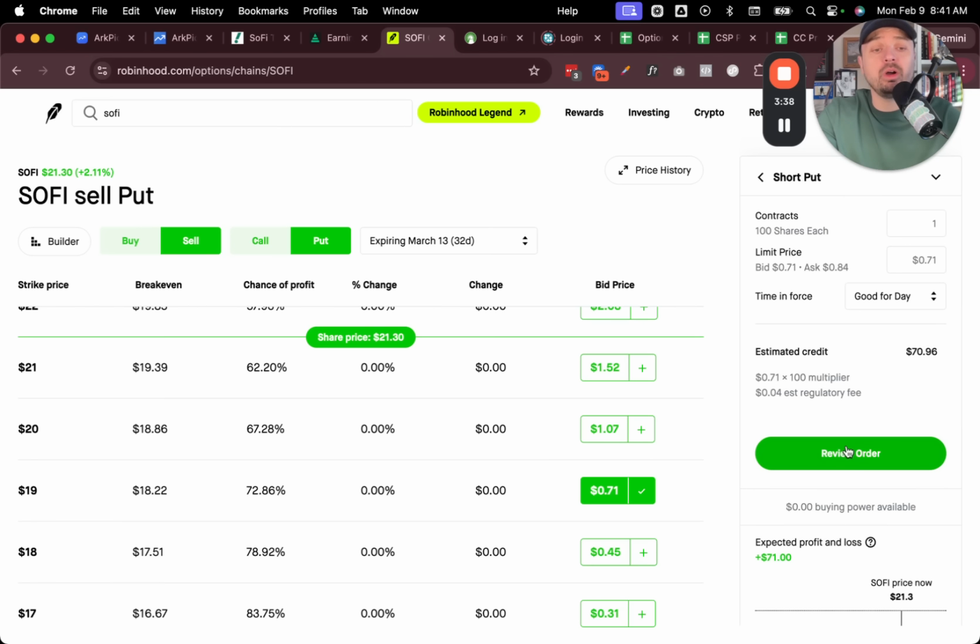A lot of people will just be like, okay, I'll review this order, and boom, they'll take their $71. But that's the bid, right? You want to be between the bid and the ask. That way you're collecting a little bit more premium. Now, you could see this 71 to 84. That's fairly wide. I usually like to shoot right at the middle, so let's just call it $77. And this is credit. This is given to you up front into your account as capital, okay?